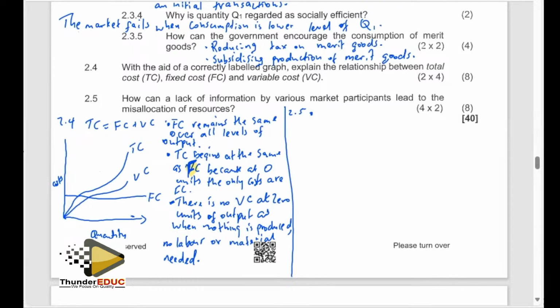So now let's move on to 2.5. How can a lack of information by various market participants lead to misallocation of resources? Okay, right. So now we are saying that entrepreneurs may lack information about the cost, availability, and productivity of some of the factors of production. And also workers may be unaware of job opportunities outside their current employment. Also, in order to make correct decisions, consumers need full information about the product and ingredients.